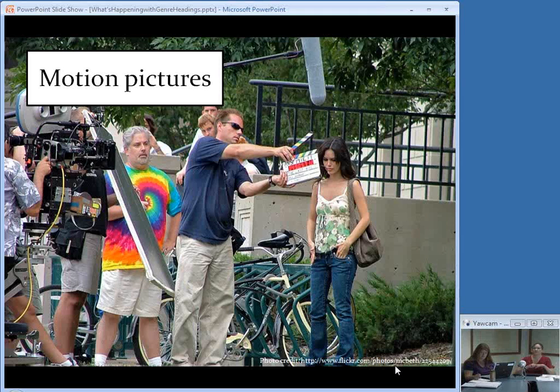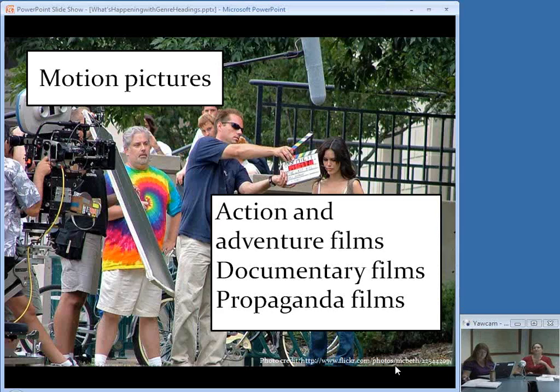And again, one of the original categories was motion pictures. And these are things you would use for movies that you're cataloging, things like action and adventure films. For working with documentaries, there's a genre term for that. Propaganda films is another topic that exists.